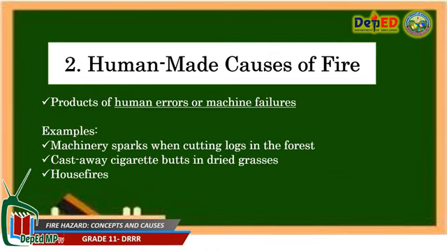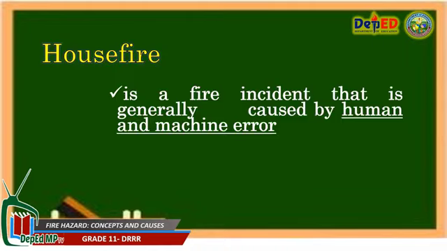Another cause of fire is human-made. These are products of human errors or machine failures. Examples: machinery sparks when cutting logs in the forest, castaway cigarette butts in dried grasses, and house fires. House fire is a fire incident that is generally caused by human and machine error. House fires are deadly, but how come they occur almost every single month? Here are a few common reasons.